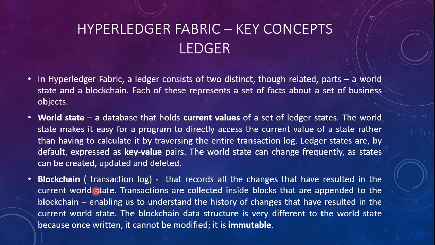So we had a world state, we have a transaction, the transaction log. The transaction log changes the world state into the current world state. Whatever the history of changes that have resulted in reaching that world state is available in the transaction log. The blockchain data structure is very different to the world state because once written, it cannot be modified. So it is immutable. Whatever is recorded inside the transaction log cannot be edited any further.